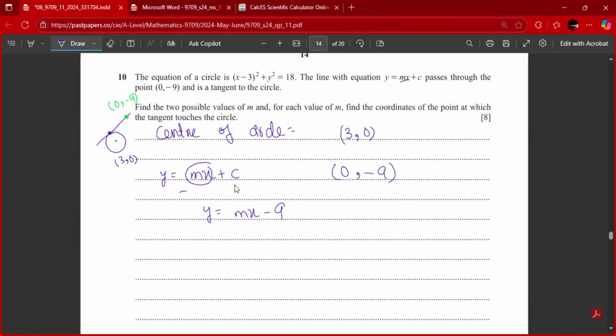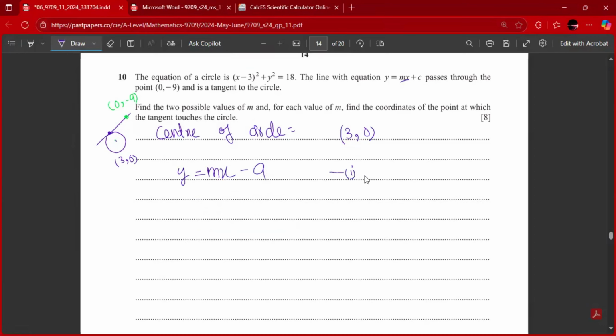We're getting close now. If I'm able to find any other value. Okay, this is one thing that I found: y is equal to mx minus 9. This I found by putting the values of 0 and minus 9 in it. This is my one equation that I found. Two possible values of m.